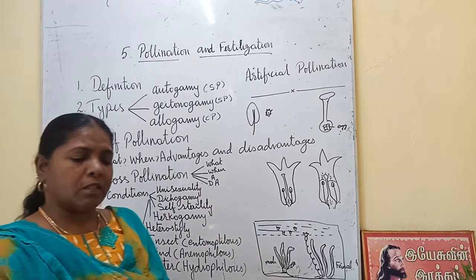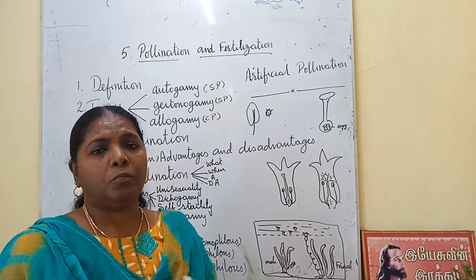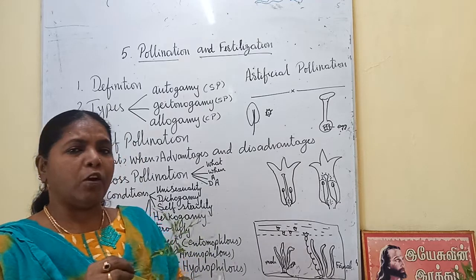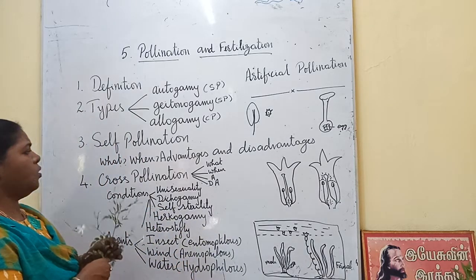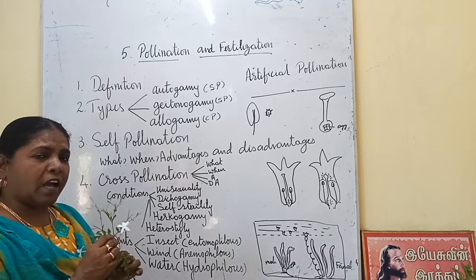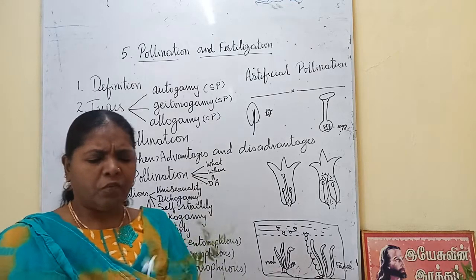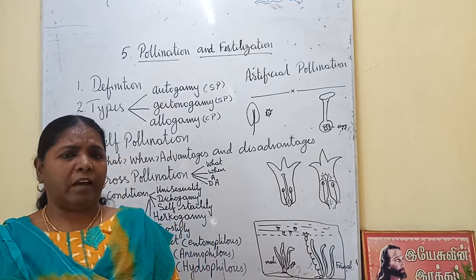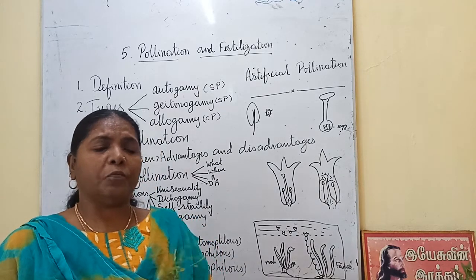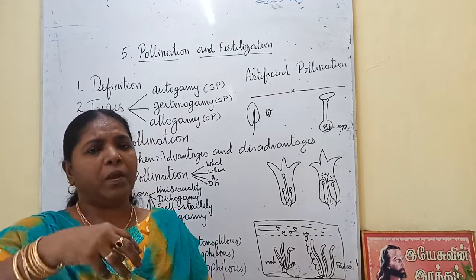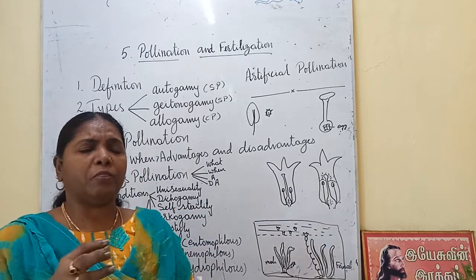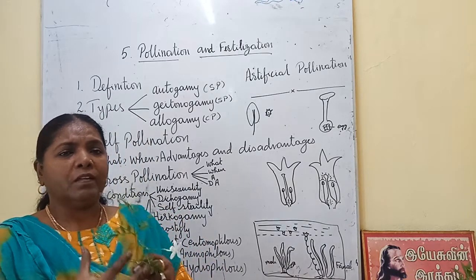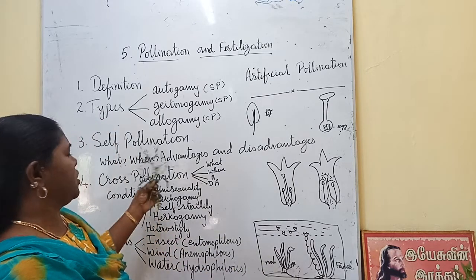Only when the flowers are bisexual, when both androecium and gynoecium are present. At that time only, self-pollination takes place. Unisexual flowers also: if you take papaya, it has unisexual flowers on different plants, a male plant and a female plant. In some plants, like cucumber, there are male flowers and female flowers. The male flower has only androecium, the female flower has only gynoecium. If both are produced at the same time, chances are there for self-pollination.